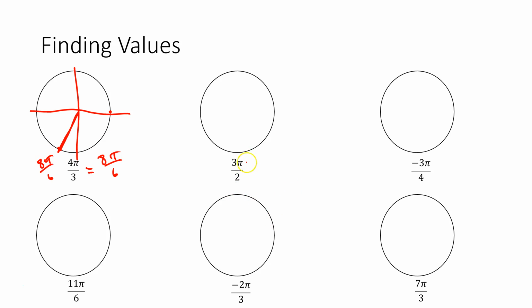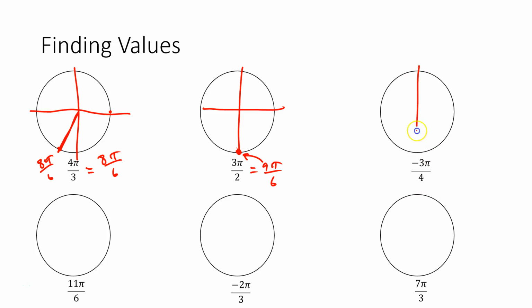3 pi over 2, I say, okay, how many pi over 6 is that? We'll have to multiply by 3. That's the same as 9 pi over 6. So here's 0. I go 1, 2, 3, 4, 5, 6, 7, 8, 9. 9 pi over 6 is right at the bottom of the circle. That's where we're going to be.